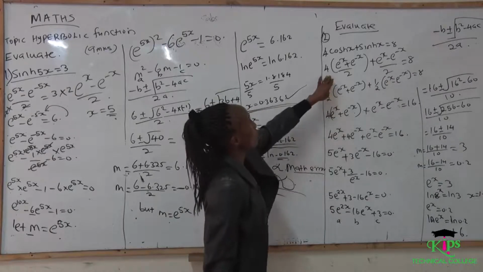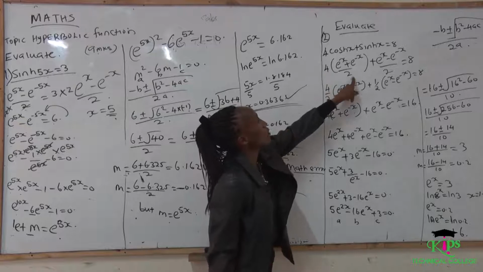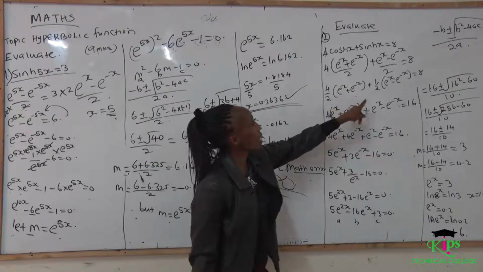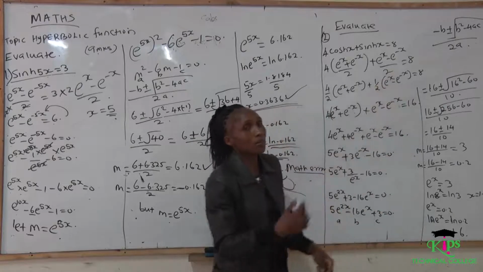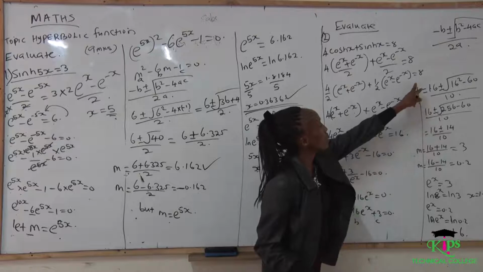From there, you have to remember we are multiplying by 4. We have 4 at the output, but you are dividing by 2. That's why I was able to say 4 divided by 2, you get the value, plus this one is over 2, that is the same as half exponential x minus exponential negative x, is equal to 8.